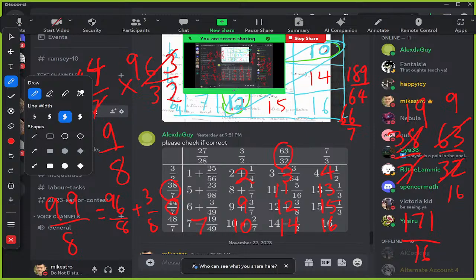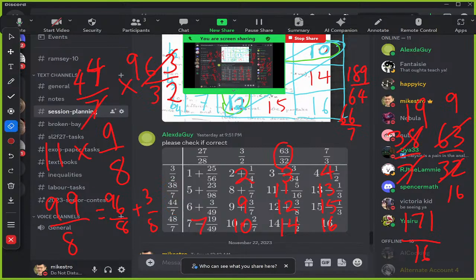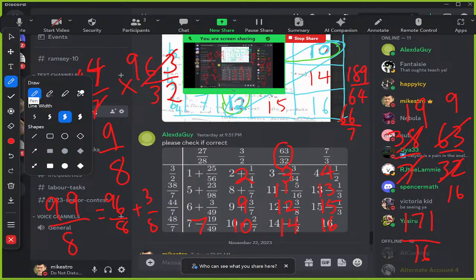Okay. Maybe you can take a piece of paper and check these in the car home or something. Basically, I want you to times 27 on 28 by 3 over 2, 38 over 7, 44 over 7, and see that you get 1, 5, 6, yeah? Then it's 1, 2, 3, 4, 5, 6, 7, 8, 9, 10, 11, 12, 13, 14, 15, 16. Okay?